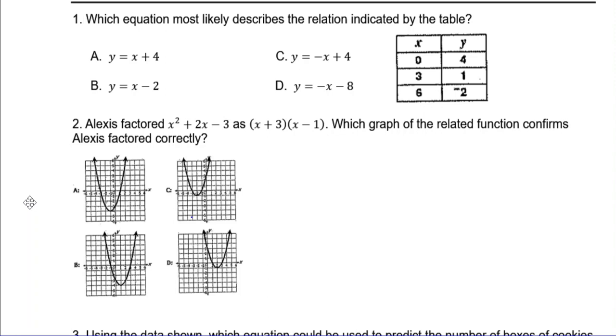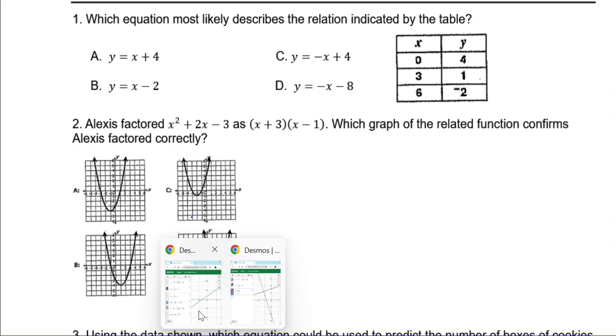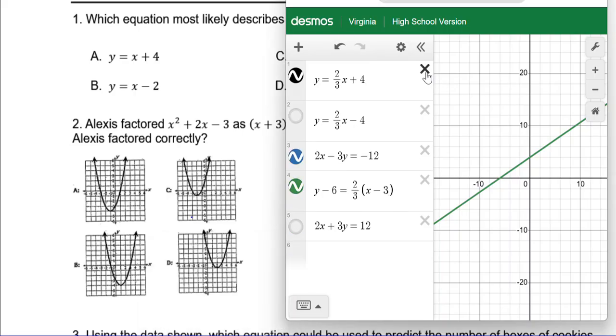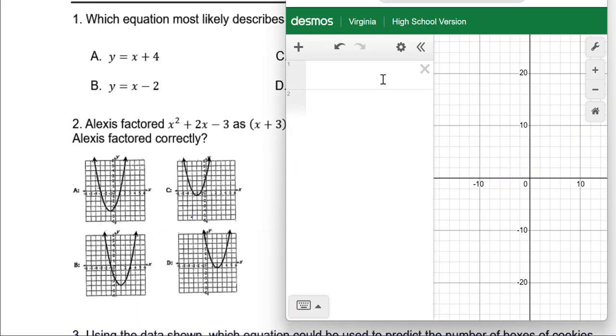Alright, in this video we will look at functions and different ways that we can represent functions. In the first one it says, which equation most likely describes the relation indicated by the table? Well, we can just put that in Desmos and see if we can find that table. So I'll just start with one by one.